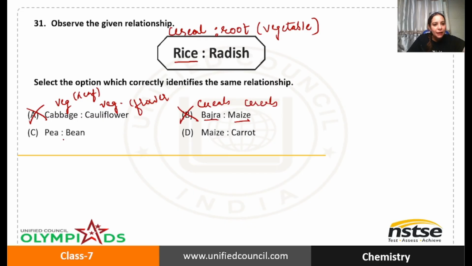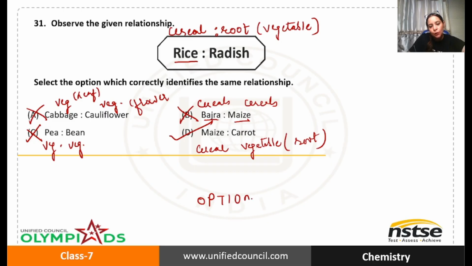C is pea versus bean. Both of them are veggies. Again, no. And both of them are obtained from the seed. So again, no. Maize and carrot. Maize is, yes, a cereal crop, and carrot is again a vegetable, or we can write that it is obtained from the root part of the plant. So D is the right answer.